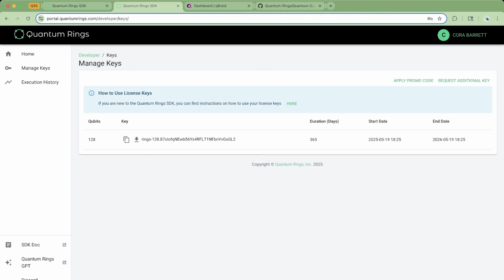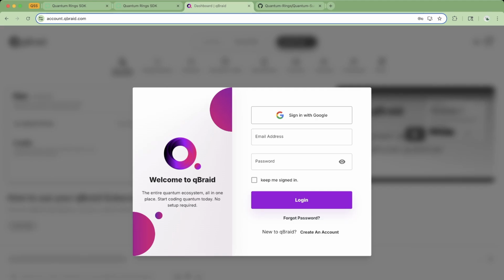The next thing we'll want to do is, if you haven't already, make an account with Qubit. So just go to qubit.com and make an account.